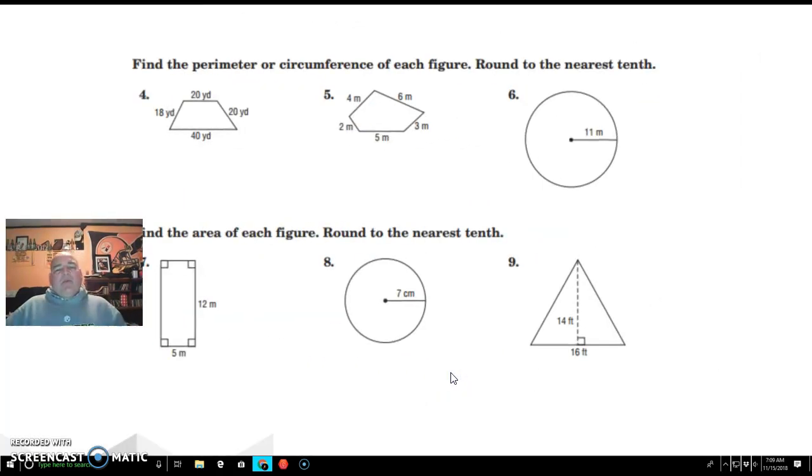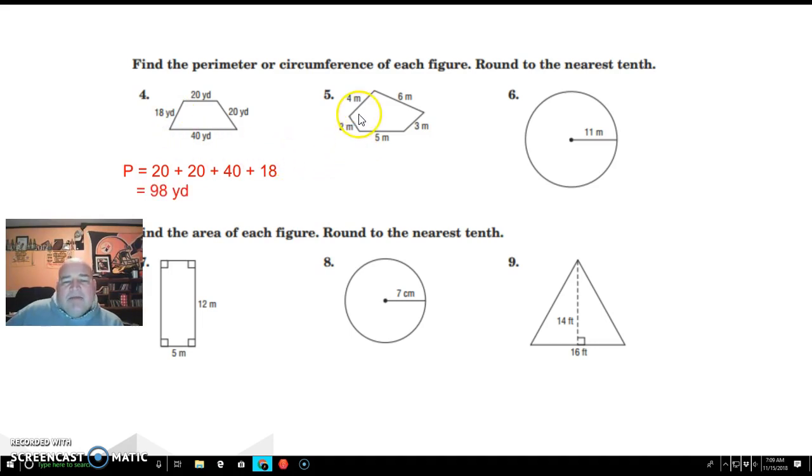Take a look at our examples. Find the perimeter or circumference of each figure. Round to the nearest tenth. Well, for number 4, it's simply a quadrilateral. So to find the perimeter of this figure, we're going to add up all the sides. 20 plus 20 plus 40 plus 18. This perimeter will be 98 yards.